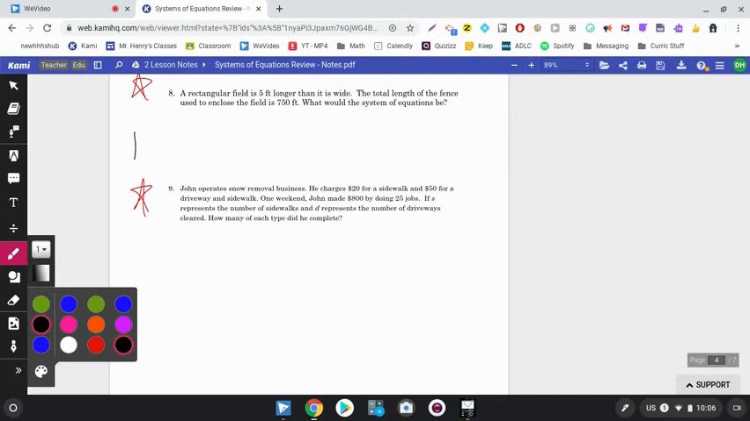So with word problems, we try to build our context. It says a rectangular field is 5 feet longer than it is wide. The total length of the fence used to enclose the field is 750 feet. What would the system of equations be?